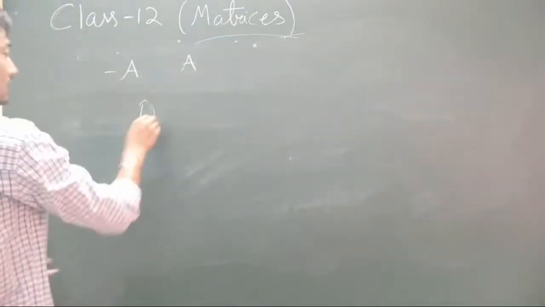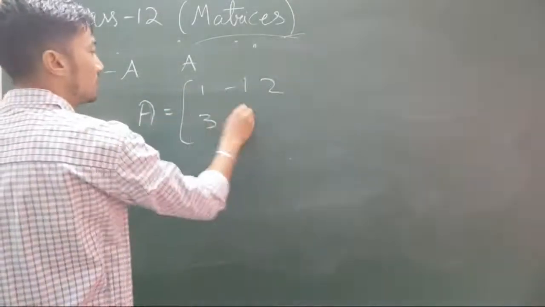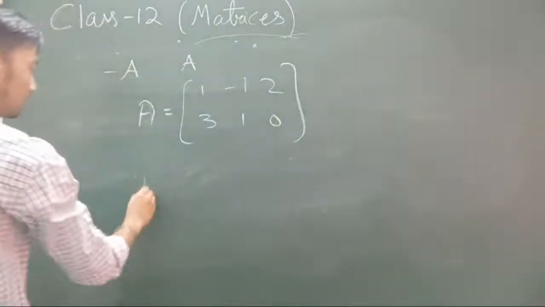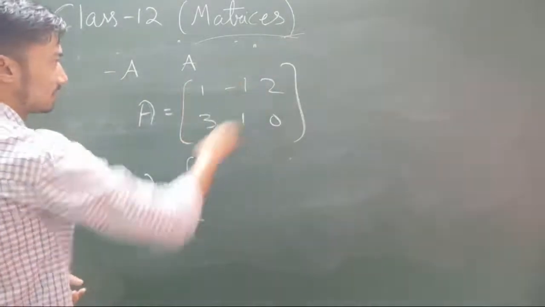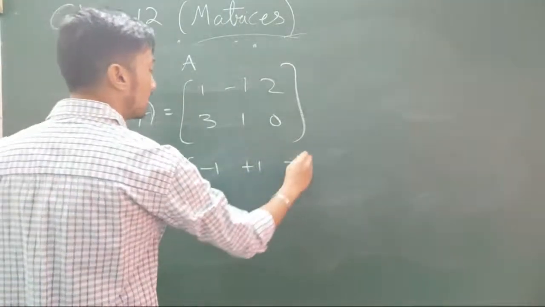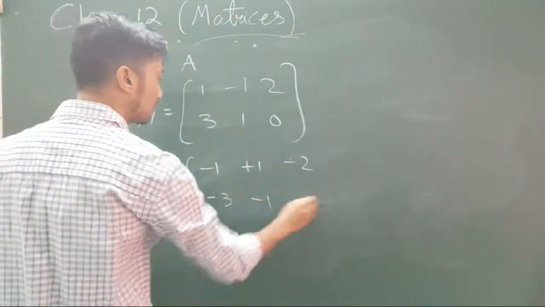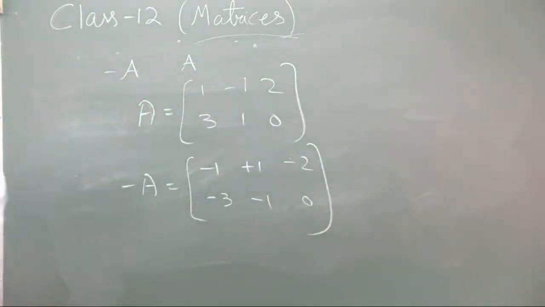I'll give you one example. A is, let's say, 1, minus 1, 2, 3, 1, 0. So in that case, what will be the negative of a matrix? Just replace each of these elements by the additive inverse. Very simple. Minus 1, plus 1, minus 2, minus 3, minus 1, 0. That's what it means. Minus of A. So let's not confuse ourselves with that.